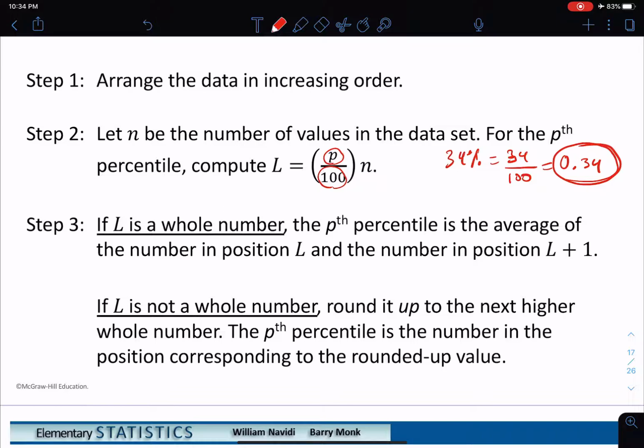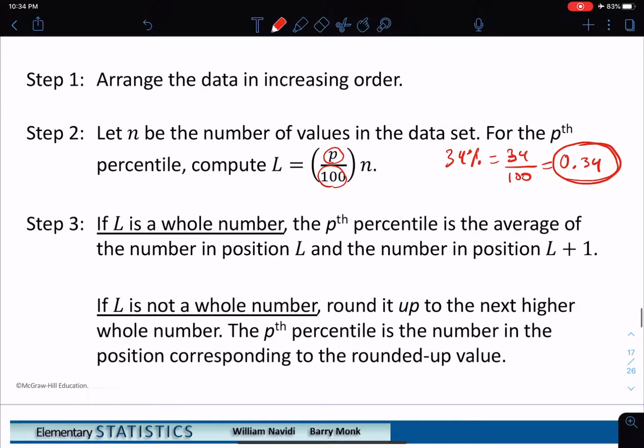So once again, if you want to find the 85th percentile, the value you're going to use is 0.85, right? Because 85th percentile is 85% is 85 out of 100, so it's 85 hundredths. The rest of it is the same, though.